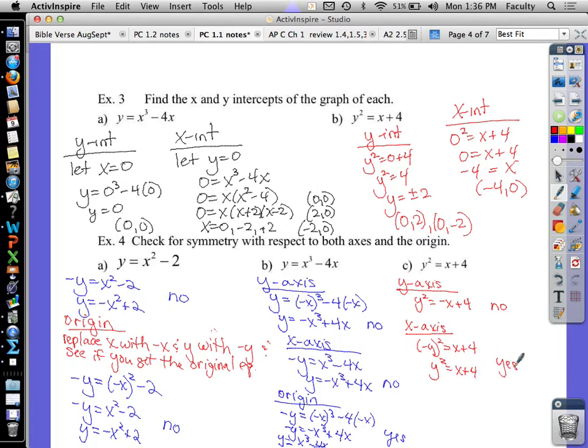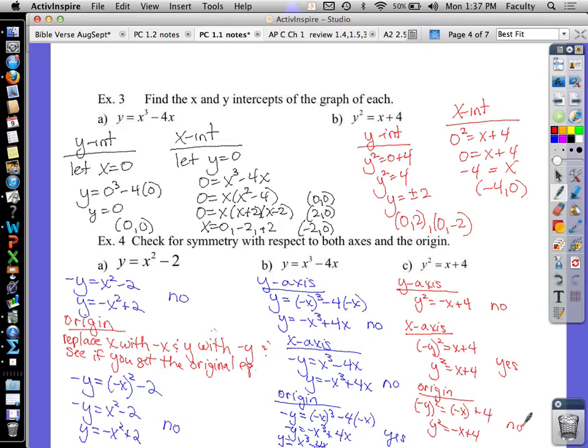Now when you're doing this one in letter C, when you do y-axis and you replace x with negative x, you don't need to solve it for y, you just need to get what they had on their left side. They had y squared, so I have y squared, and it's no. But on the x-axis symmetry, it's yes, because negative y, when you take that quantity and square it, is y squared. Origin, we're going to switch x and y with their negatives. And origin is no as well.